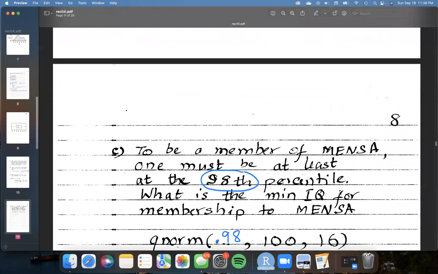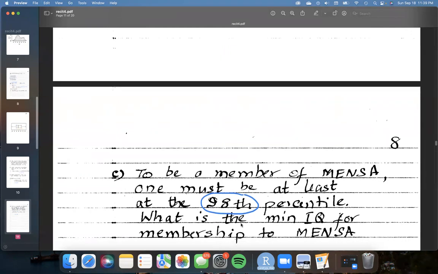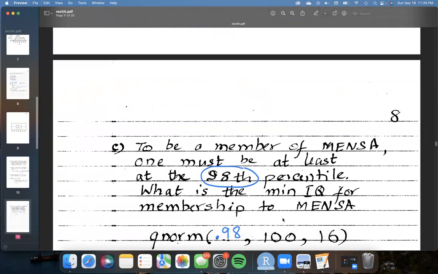And then part C. So to be a member of Mensa, one must be at least at the 98th percentile. What is the minimum IQ for membership to Mensa? So here, we know that our mean is 100, and we know our standard deviation is still 16. So the number that should go here is the percentile that we're dealing with. So in this case, it's the 98th percentile, so that would go here, 0.98.